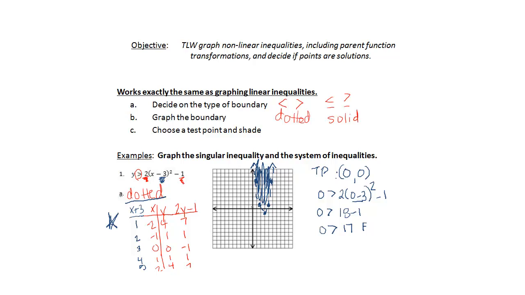So my point 0, 0 is right here. That is not part of the shaded region. So I'm going to shade here, and you can see that we already did that. Okay. So again, the test point just verifies that you have shaded in the correct area.